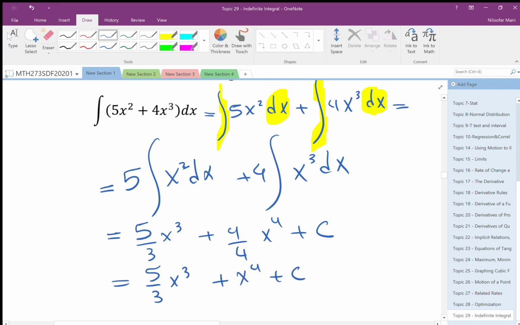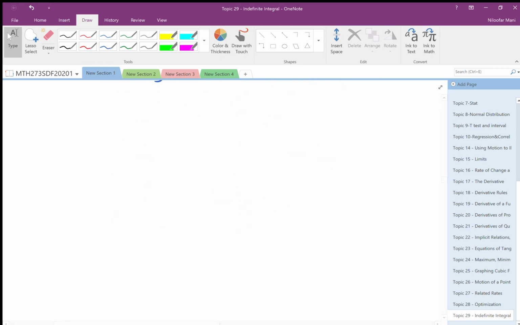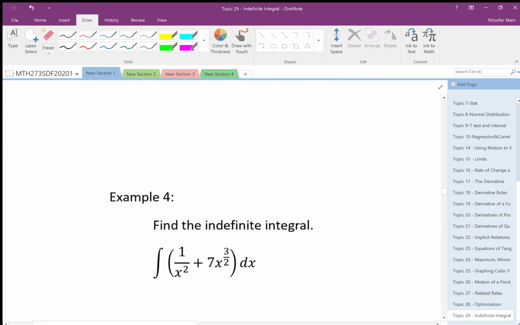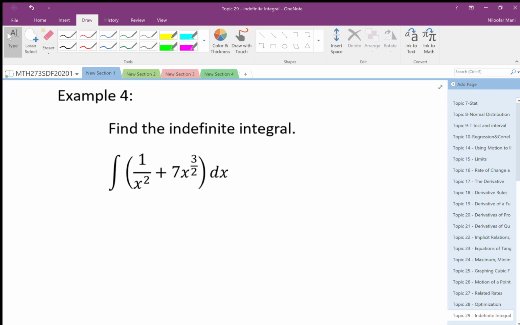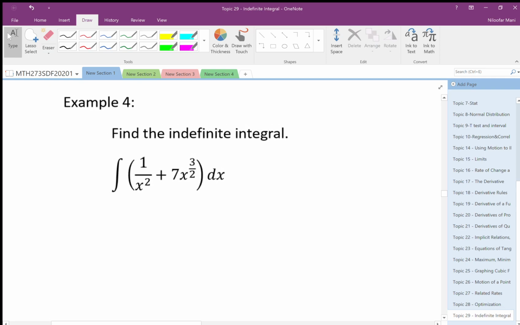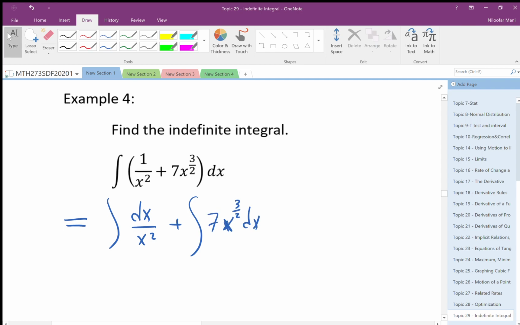Right? I do it step by step. Okay, so how about this function? How about this one? Okay, so first I can separate it because it's plus. Step by step. So I do equal the integral of dx over x squared plus integral 7x power this. Step by step.